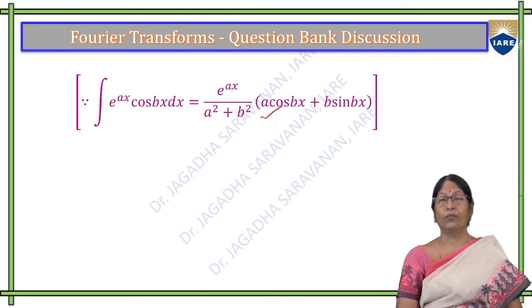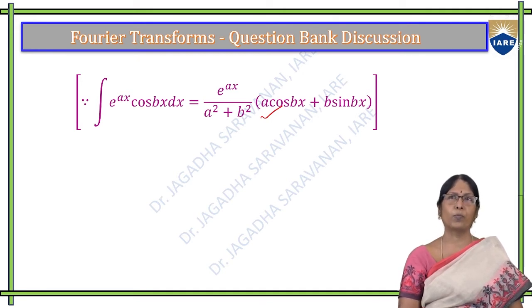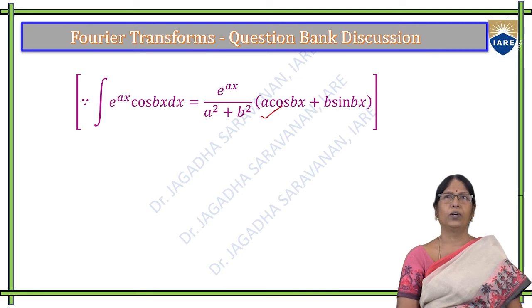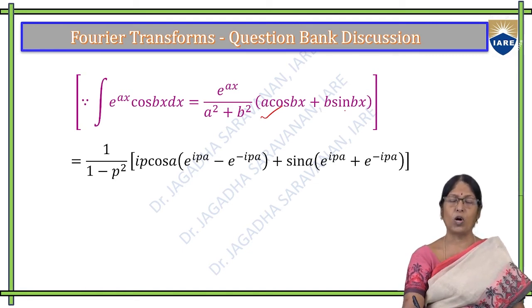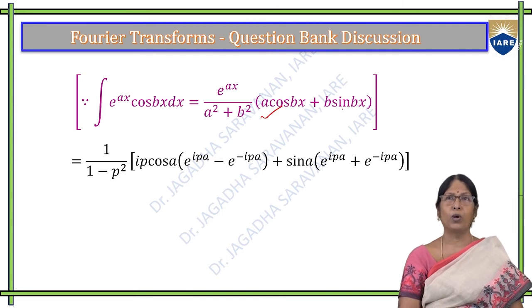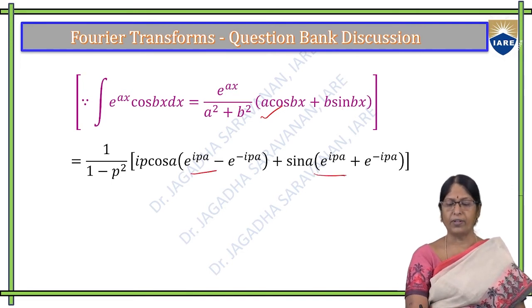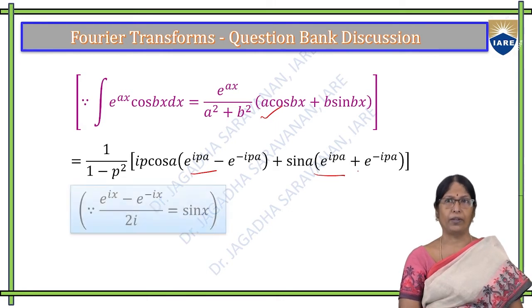Complete the Fourier transforms, e power ax sine bx and e power ax cos bx. They are dominating in the Fourier transform. So these two formulas we have to strongly remember forever. So we are applying and understanding this formula with our given problem. What is A and B? They are playing the role and we apply it. This is the result we applied.